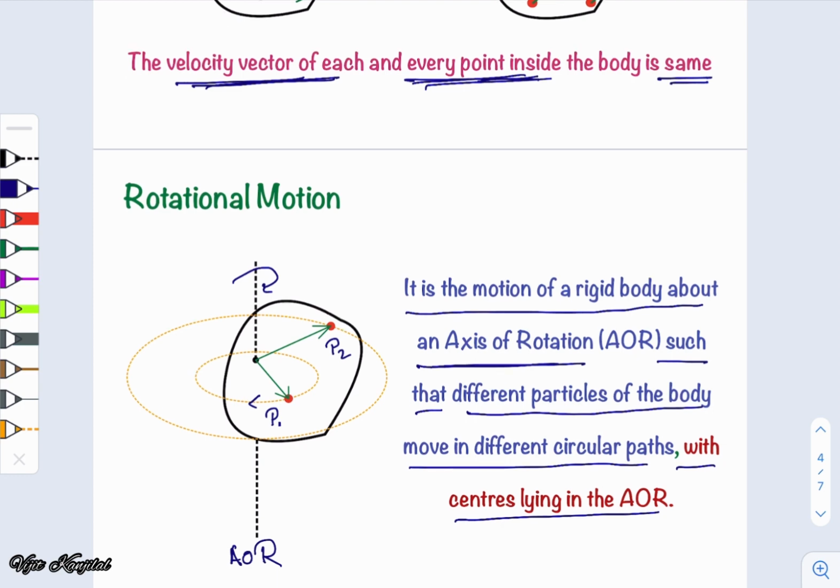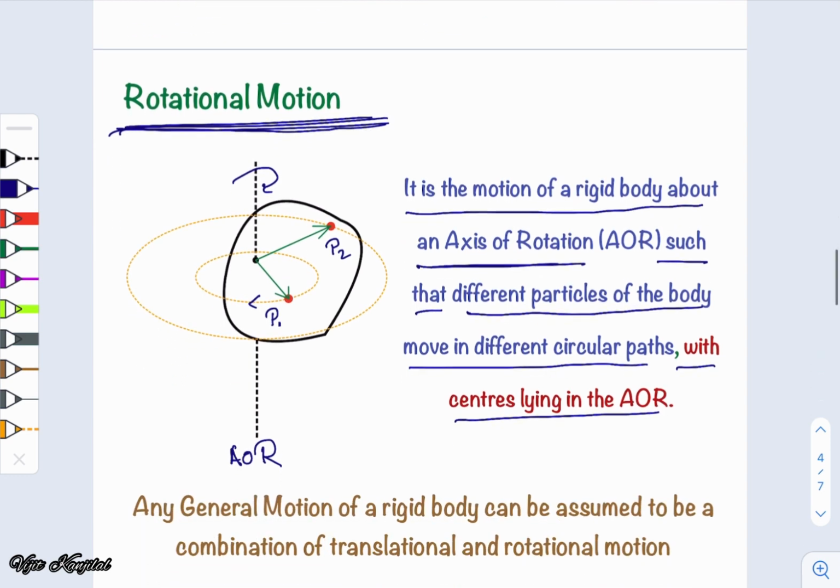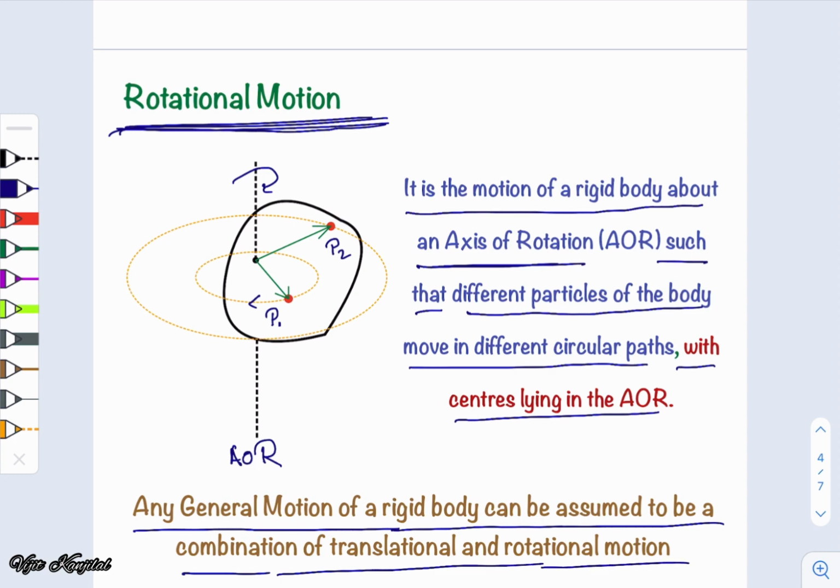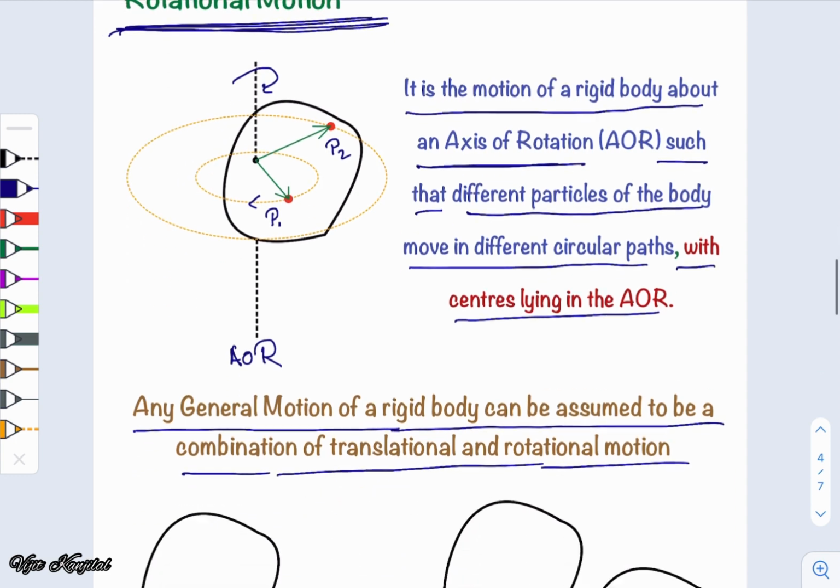So in this particular chapter, we are primarily going to study the rotational motion of rigid bodies, and we are going to study it in great detail. Once we clearly analyze and understand the concepts of translational motion and rotational motion, we can analyze any kind of motion of a rigid body. What we can say is any general motion of a rigid body can be assumed to be a combination of translational motion and rotational motion. Let me try to explain this with the help of an example.